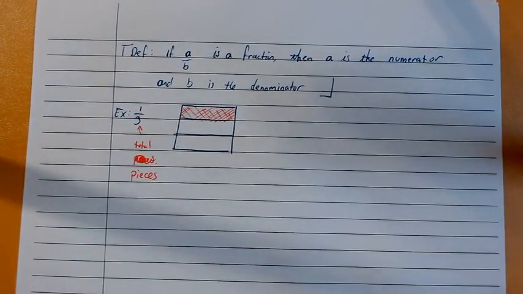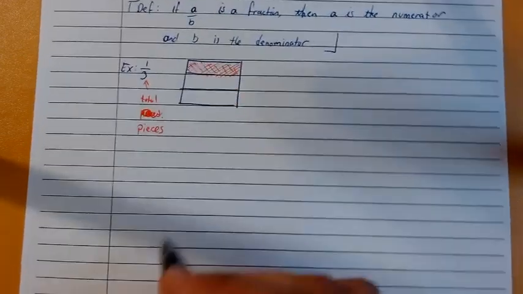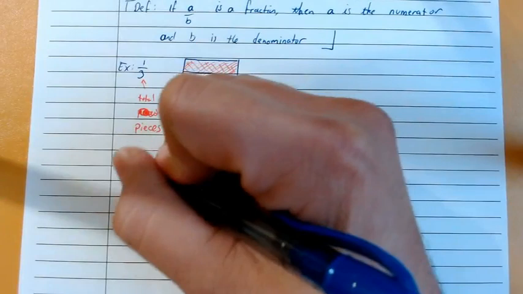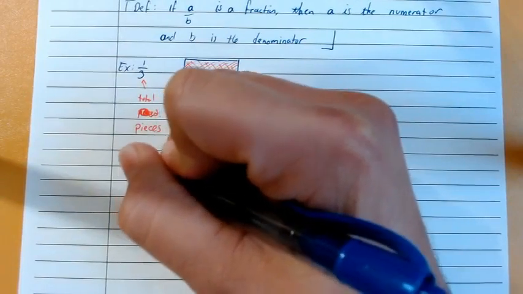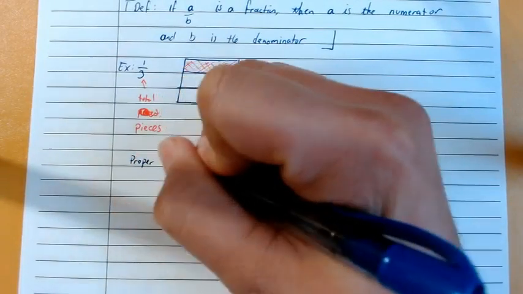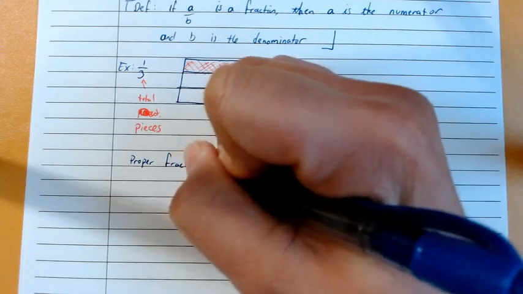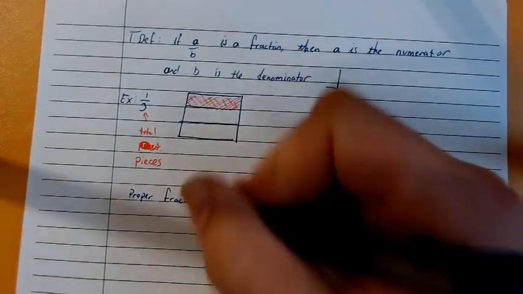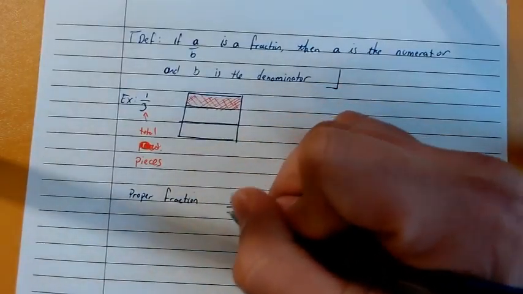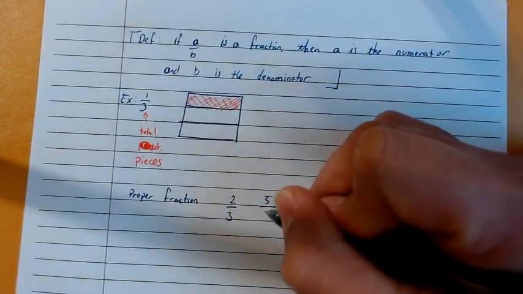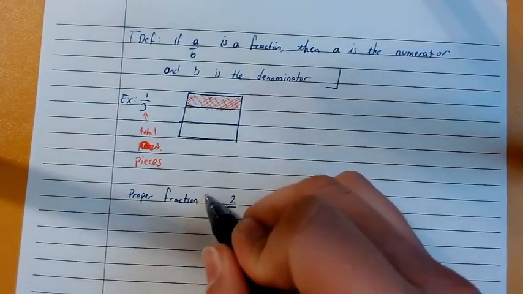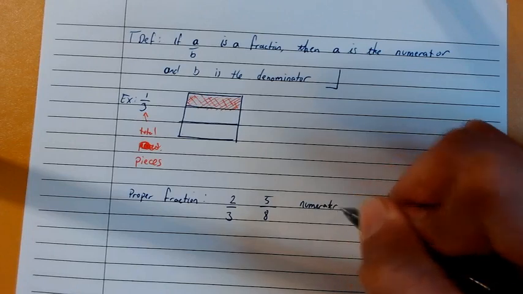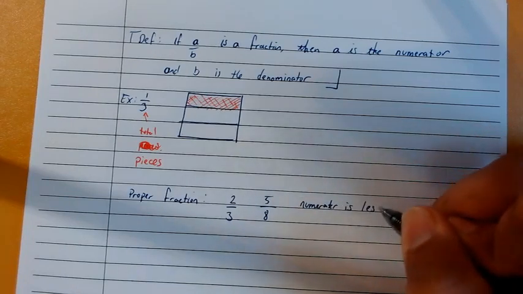When we talk about fractions, there's a few different ways in which we might write our fractions. There's a few different forms that fractions might take. First of all, we can talk about proper fractions. A proper fraction is where the numerator is less than the denominator. So something like 2/3, something like 5/8. These are proper fractions because the numerator is less than the denominator.